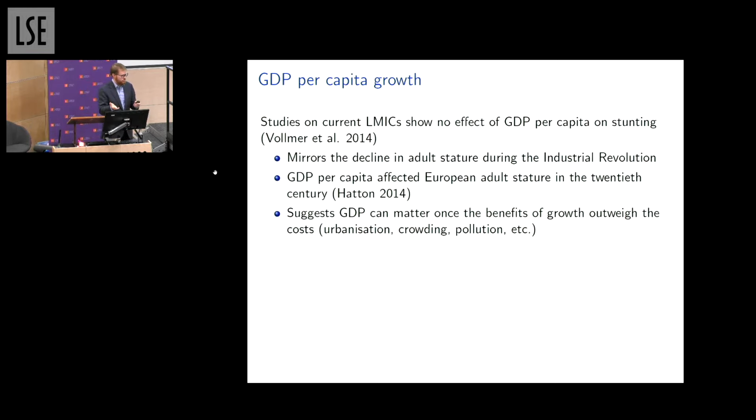Because we know in the Industrial Revolution period, average adult stature fell from about 1800 to 1860, right? Even though there was growth for parts of that period. And it was only in the 20th century where GDP started mattering a bit more for stature growth. And so I think what that suggests is that GDP may matter once the benefits of growth begin to outweigh the costs. So things like urbanization, crowding, and pollution, which are very common in many countries that are in their early stages of growth.